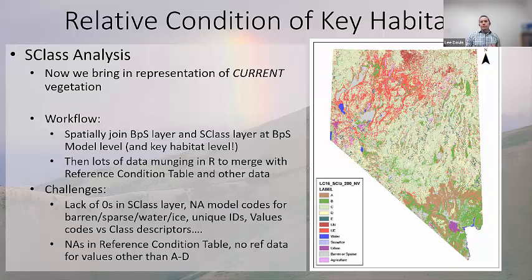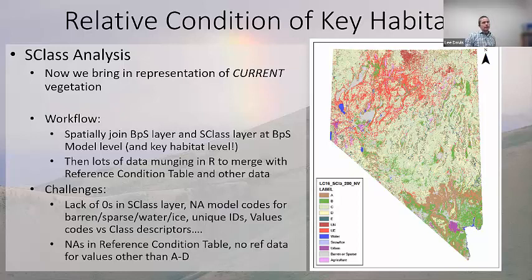So again, if anyone's really interested in this, I'd say Randy has been a massive help, and Corey as well, in getting this piece done. I've got code that I would be willing to share, although it definitely needs a thorough eye. But the challenges in this really would be, from our perspective, the lack of zeros in the S-class layer for settings that don't occur in an individual pixel, and then dealing with NA model codes for barren, sparse, water, ice, and just making sure that everything is matched up properly between the layers.